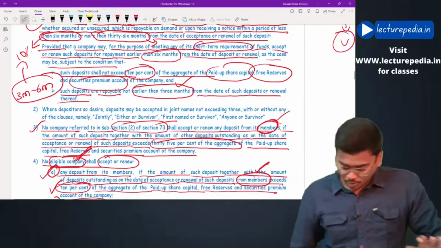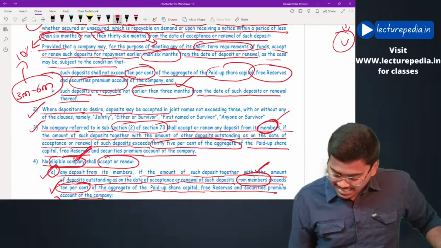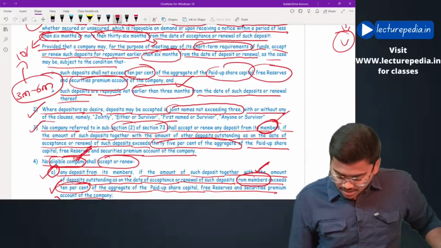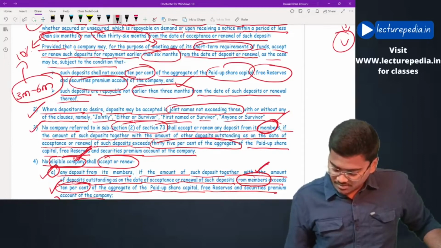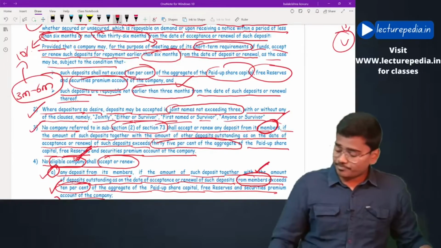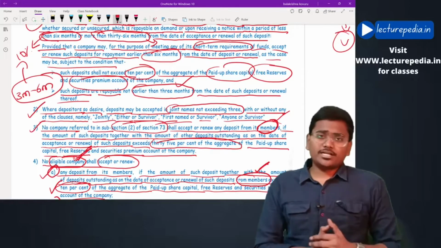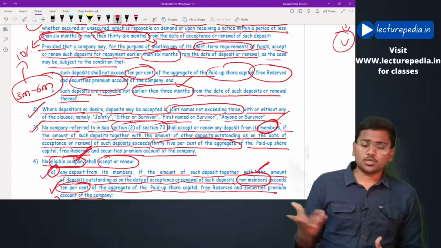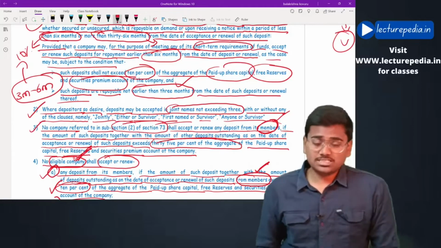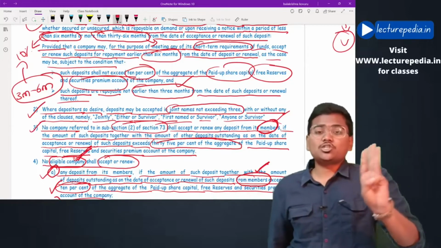And we have a small point: where depositors so desire, deposits may be accepted in joint names not exceeding 3, with or without any of the clauses, namely jointly, either or survivor, first name or survivor, anyone or survivor. Basically, in case of equity shares, there can be joint shareholders. Even for debentures there can be joint debenture holders. In the same way, for deposits also there can be joint deposit holders. Maximum there can be 3 joint deposit holders.